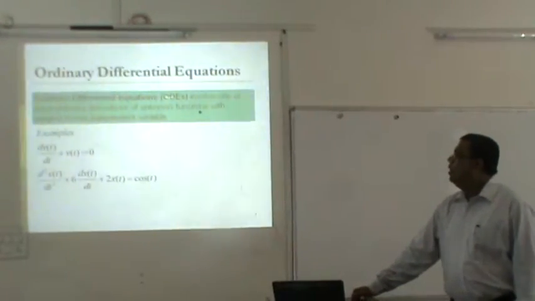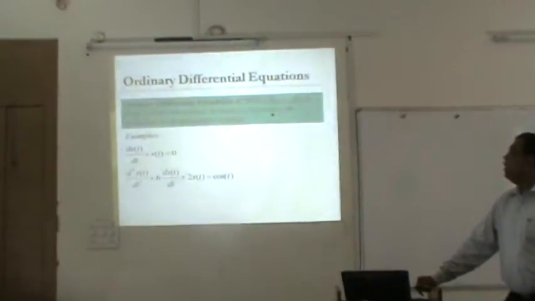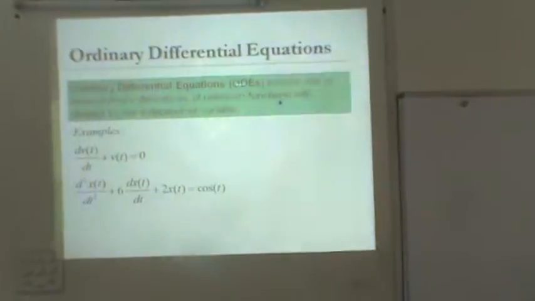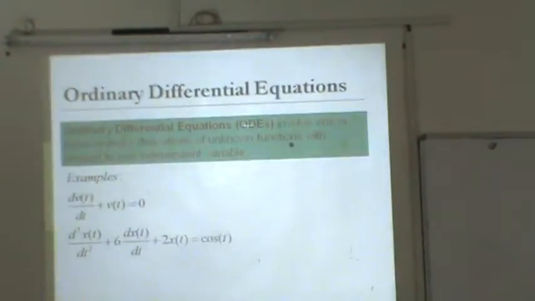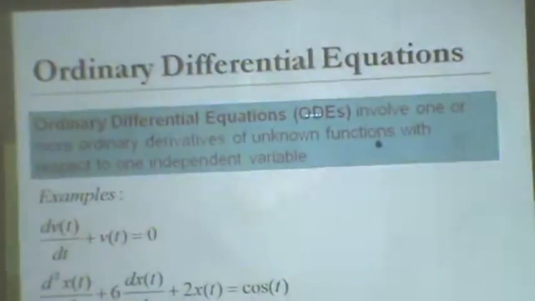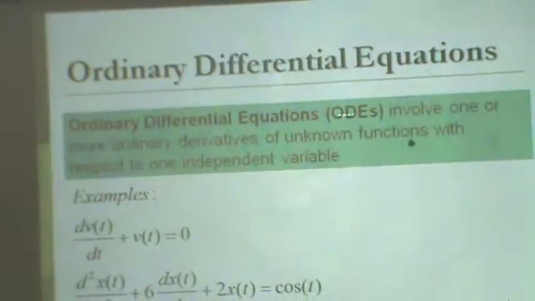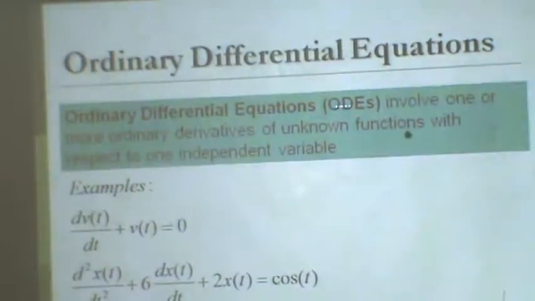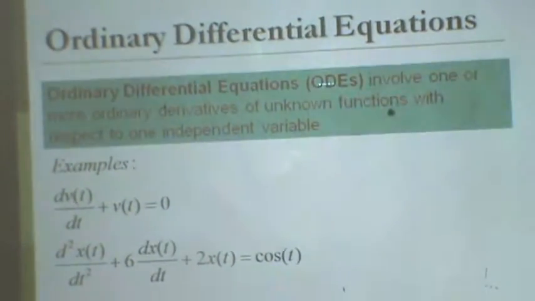So what is an ordinary differential equation? Popularly known as ODE, it involves one or more ordinary derivatives of an unknown function with respect to one independent variable. If you look at the example, dv by dt plus v is equal to 0, that is a first order and first degree differential equation in v, where v is the dependent variable and t is the independent variable.